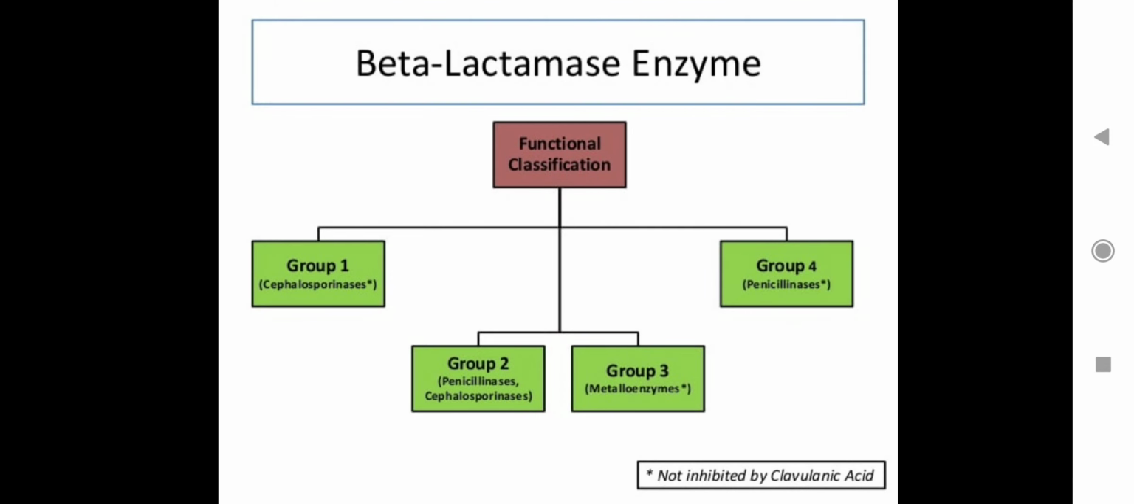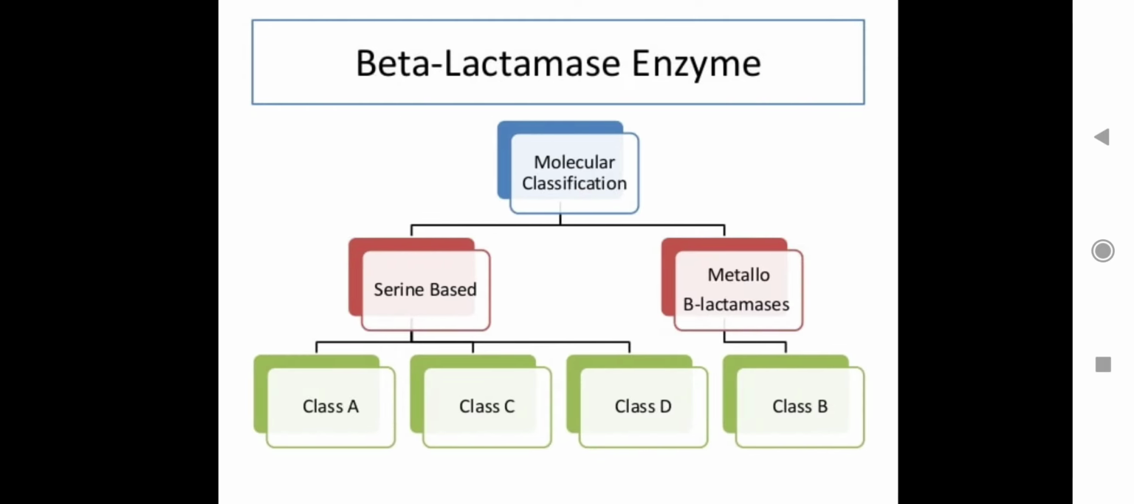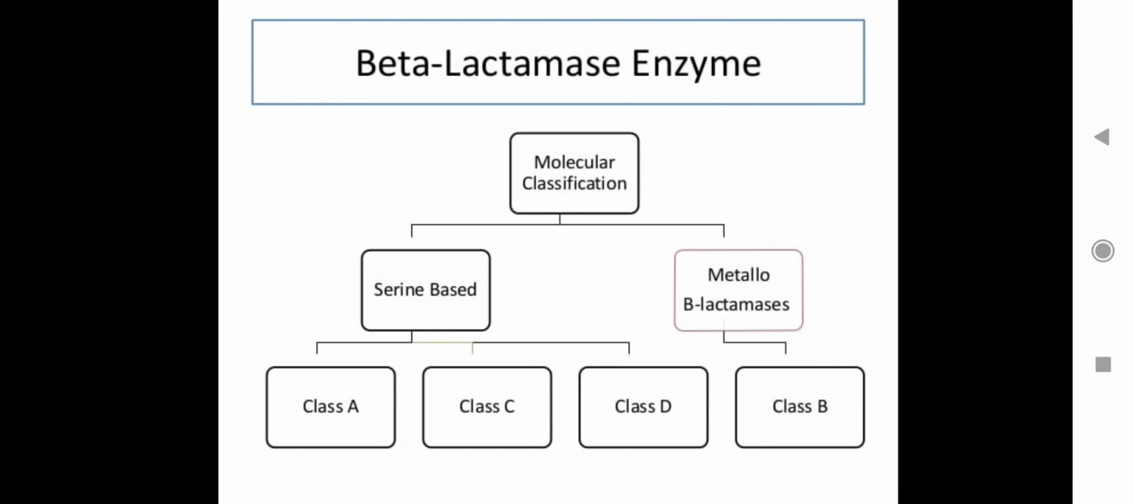Beta lactamase enzyme functional classification. It has four groups: group 1, cephalosporinase; group 2, penicillinase and cephalosporinase; group 3, metalloenzymes; and group 4 includes penicillinase. The beta-lactamase enzyme molecular classification is on the basis of serine-based and metallo-beta-lactamase. The serine-based are class A and class C, while B and D are metallo-beta-lactamase. Molecular classification is again serine-based and metallo-beta-lactamase, but in this classification, the serine-based include class D.